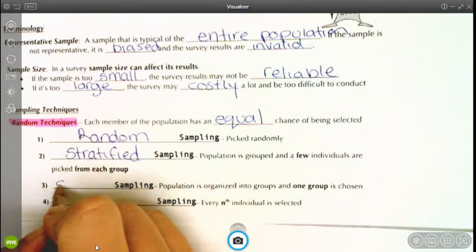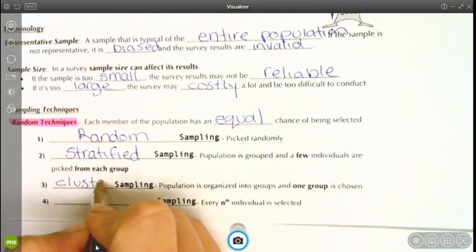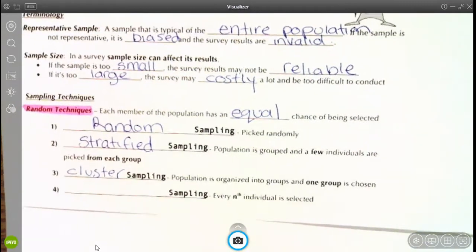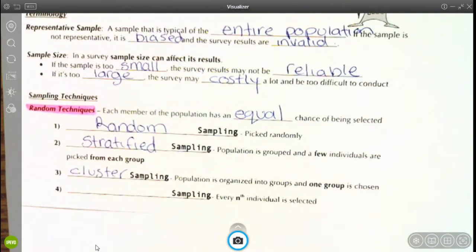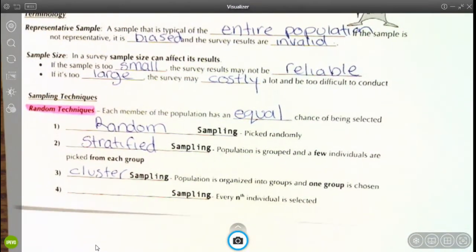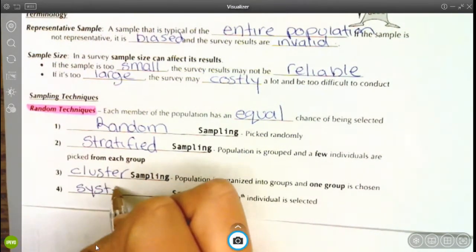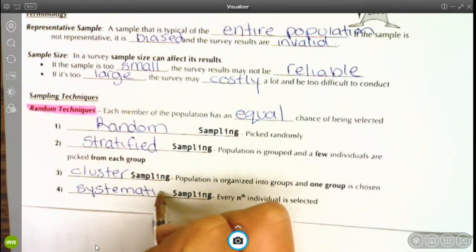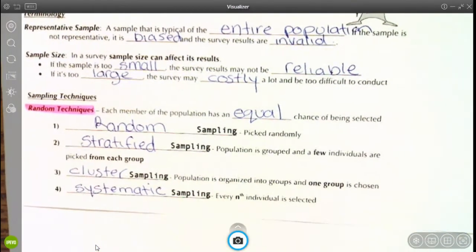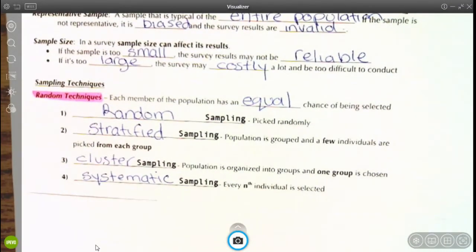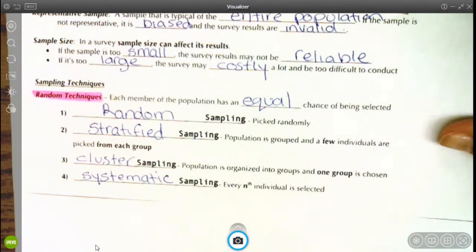Cluster sampling is when you arrange the population into random groups and you choose one of those groups. And lastly, we have systematic sampling, where basically you decide on a number and every, let's say, 3rd individual is selected or every 10th individual is selected. Okay, so you choose a number and choose individuals that way.